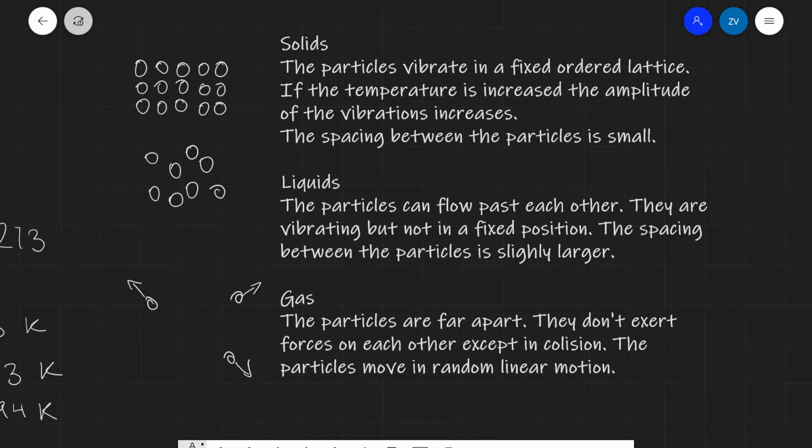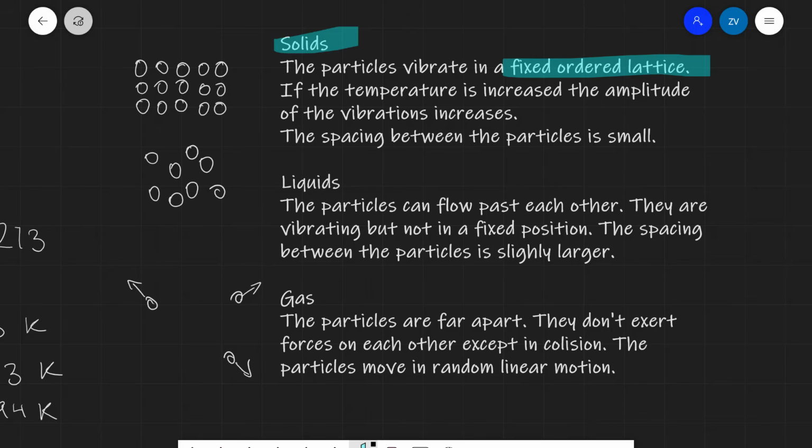Okay, now moving on to solids, liquids and gases and their kinetic models. So we can think about these states of matter as different states of the particles that make them. For instance, when we have a solid, the particles vibrate in a fixed ordered lattice. So I'm just going to highlight those keywords here. Really important is they're fixed. It's a fixed ordered lattice.